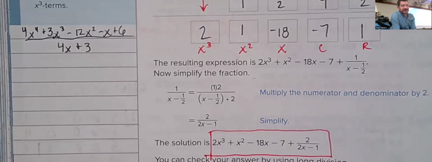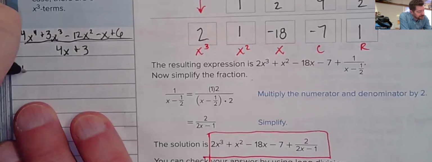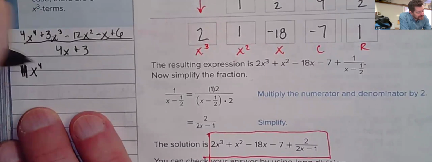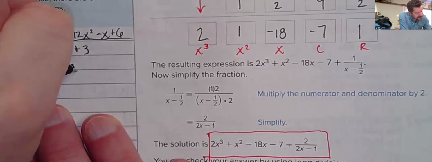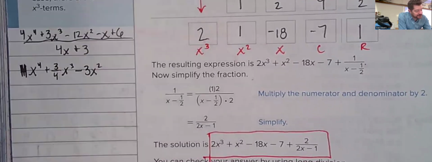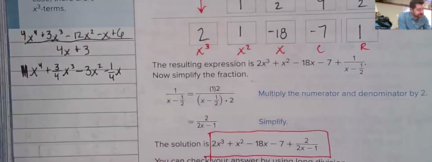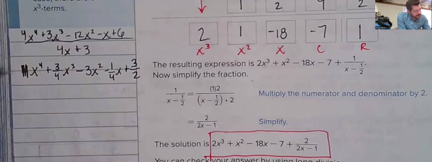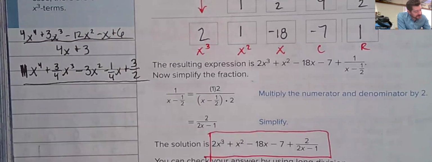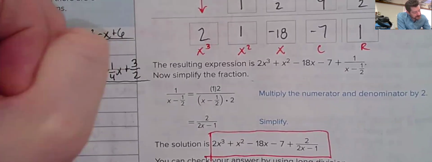Now, in order to actually make this work with synthetic division, what do we have to do? Divide everything by 4. Which is the reason why I probably wouldn't use synthetic division if I was given an option on this one. So if we divide everything by 4, it'll give us x to the 4th plus 3/4 x cubed. Negative 12 divided by 4 is minus 3x squared. Negative 1 divided by 4 is minus 1/4 x. And then 6/4 would reduce to 3/2, so plus 3 over 2. All divided by x plus 3/4.